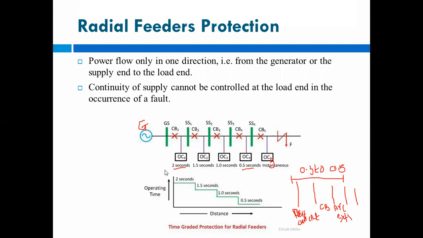So for radial feeders, there are two disadvantages. First, if any fault occurs in between, then the remaining part gets disconnected from the power supply. And if a fault occurs near the generating station, then the time required to clear that fault is also more, because power flows only in one direction.